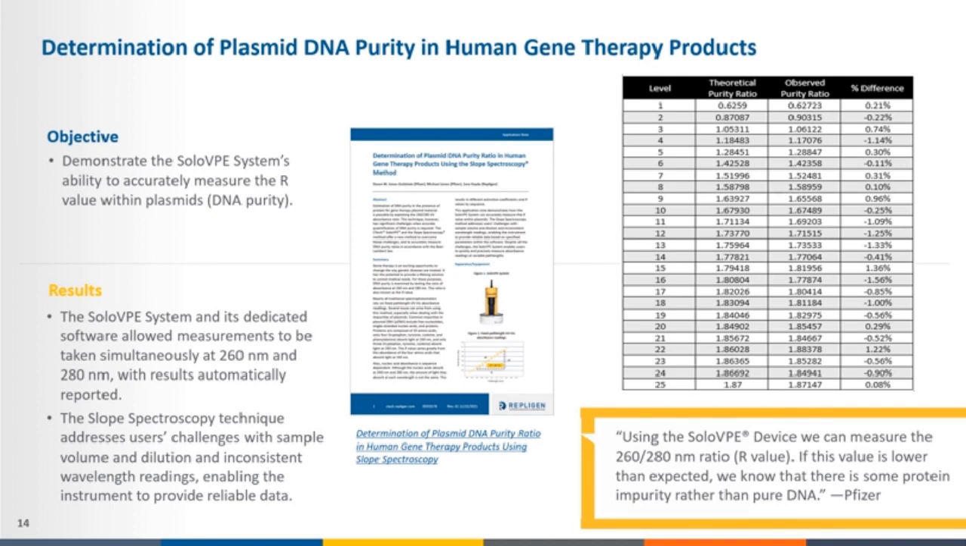what the SoloVPE measured. The SoloVPE technology will take a dual wavelength slope measurement for 260 for the DNA, 280 for the protein, do all of the calculations within the validated software, and provide us that purity ratio as the output. Not only were we comparable with differences less than plus or minus 2%, we also ran this a second time on purchased material through a third-party vendor and achieved the same results.